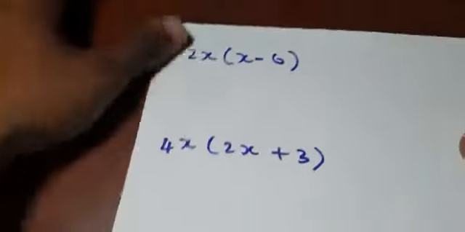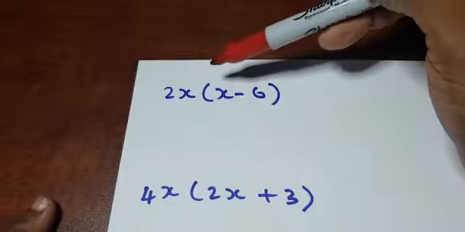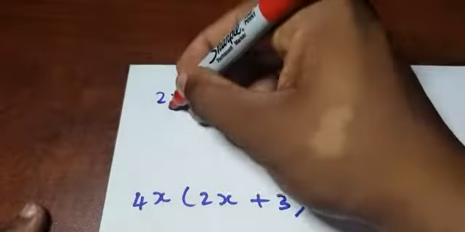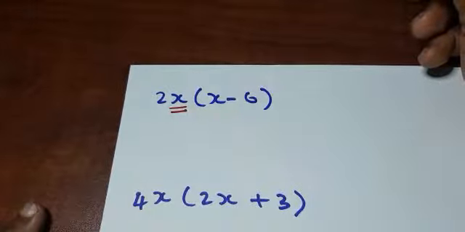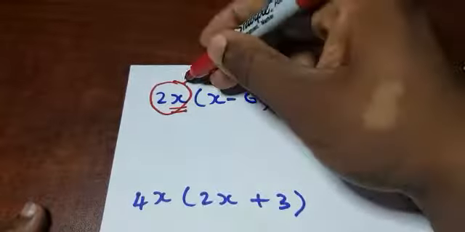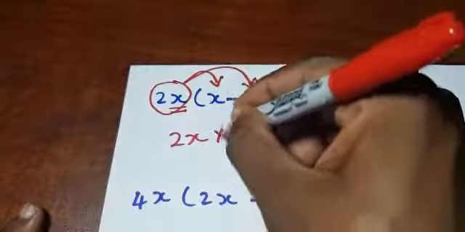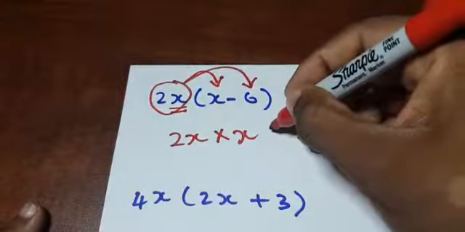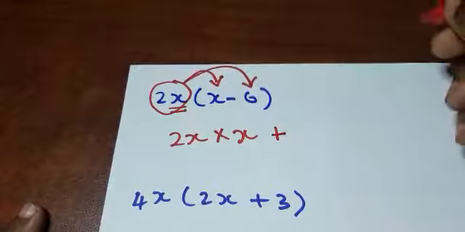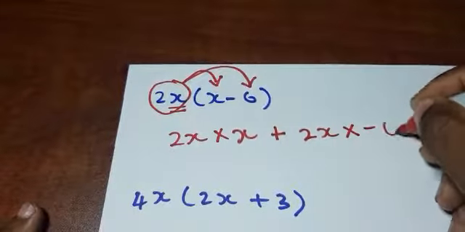Okay, so we're going to make things a little more interesting. Notice in the questions before, similar setup except that this x was not there. So the idea is that we have 2x multiplying x and 2x multiplying negative 6. Right, so that's how we distribute it. So 2x times x, and then plus 2x times negative 6.